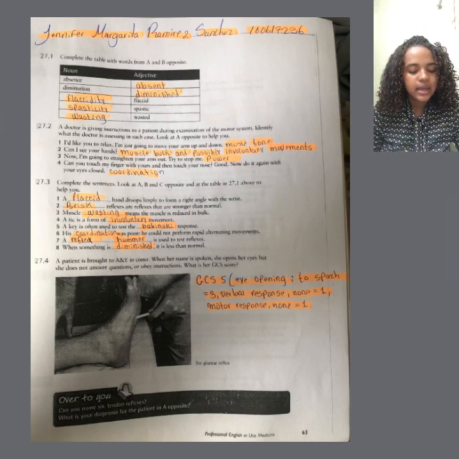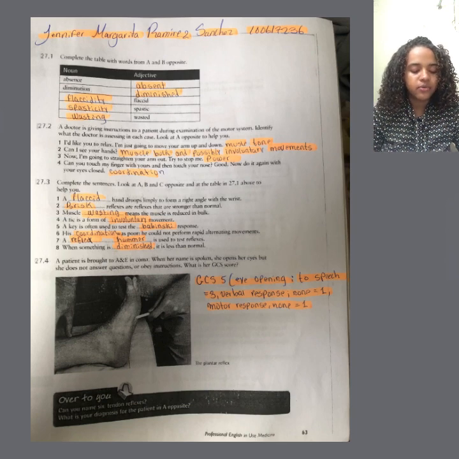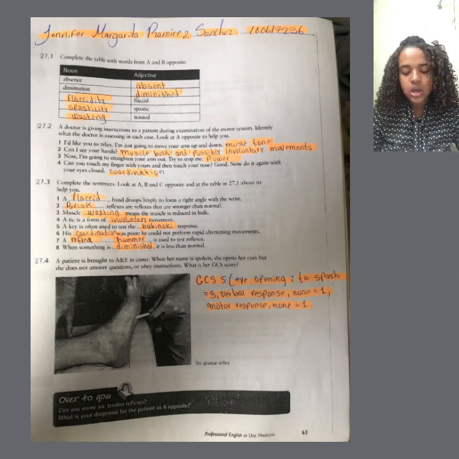Number 2. Can I see your hand? Muscle bulk and possible involuntary movement. Number 3. Now, I am going to straighten your arm. Push against me. Power. Number 4. Can you touch my finger with yours and then touch your nose? Go. Now do it again with your eyes closed. Coordination.